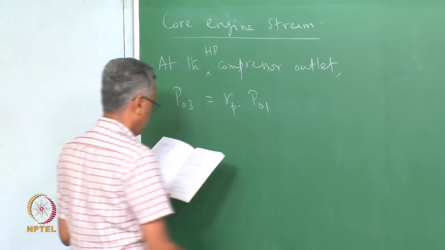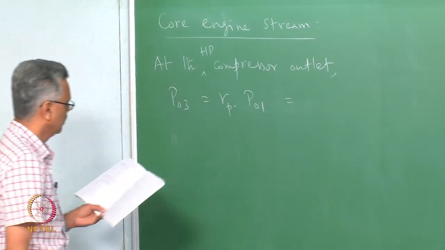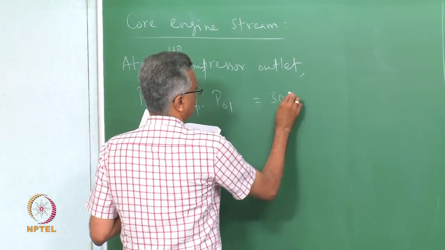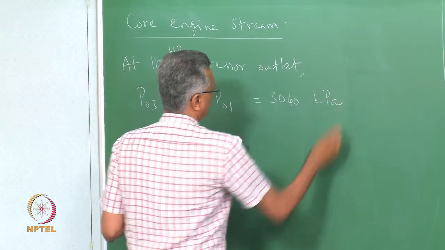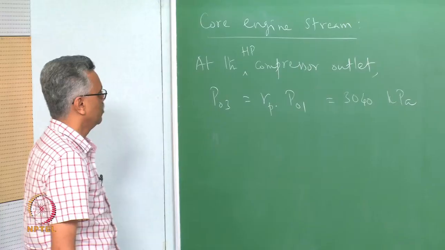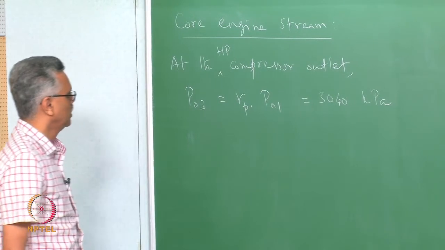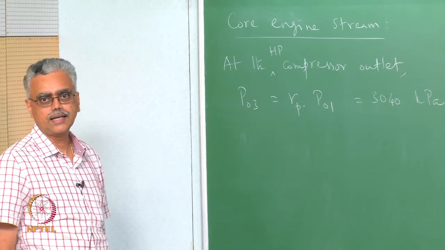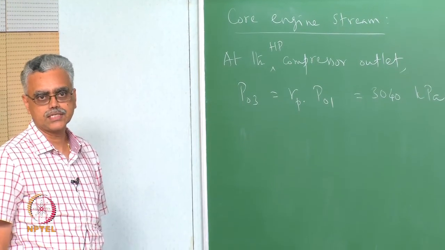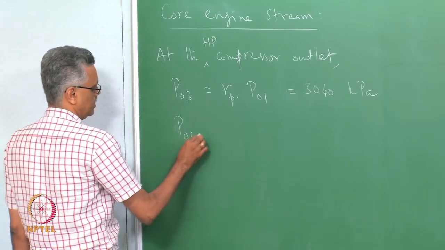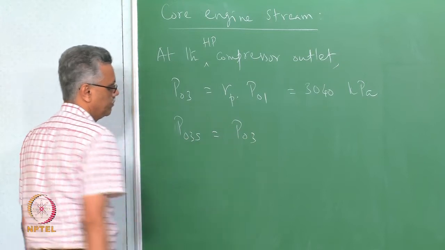So, I can calculate this to be 30, P01 is 100 kPa. So, I can calculate this to be 3040 kilopascal. So, once I know P03, I know P03S, right, and I can calculate T03S. Let us go ahead and do it that way. So, please calculate. P03S is equal to P03.